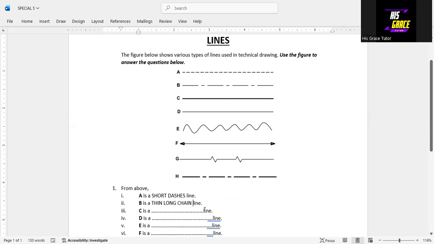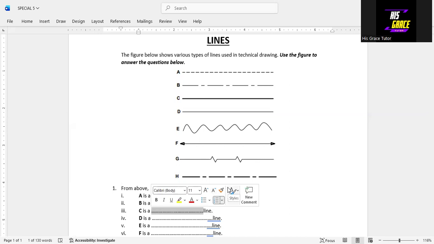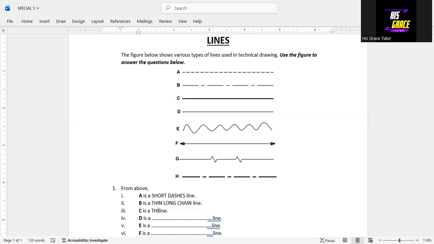Then C. What do we call line C in technical drawing? Line C is a thick continuous line. So it's a thick continuous line.